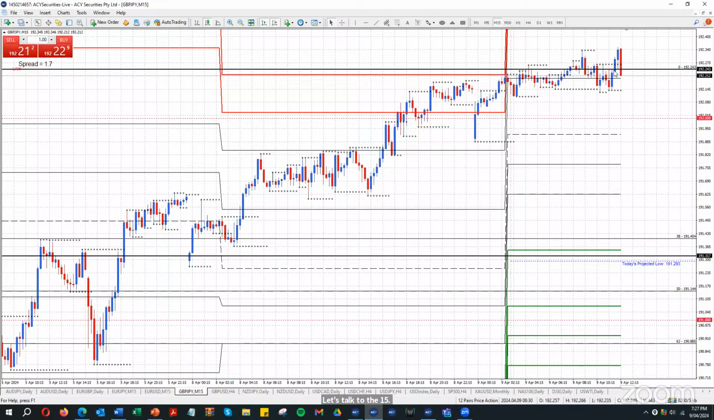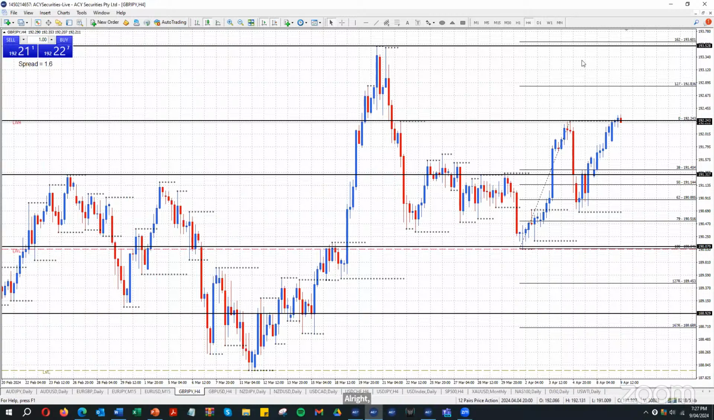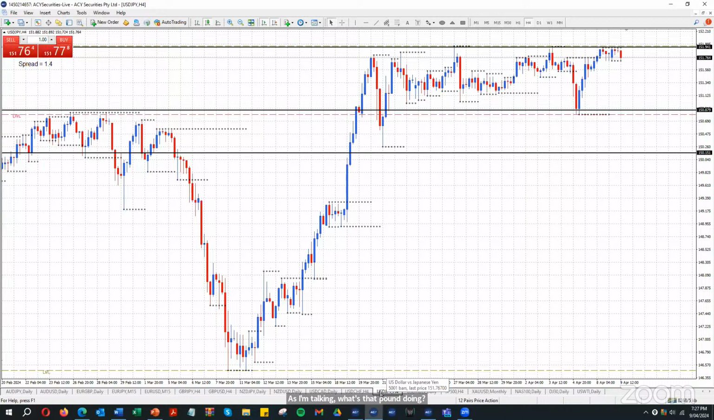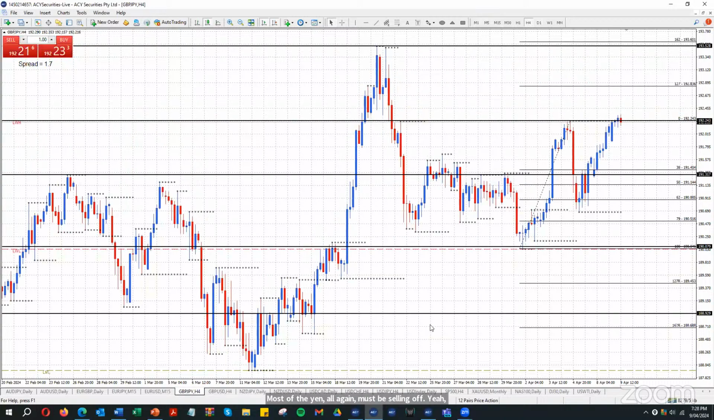All right, starting to move back below that 4-hour top. It's not a great area to get long. As I'm talking, what's that pound doing? Must be the yen. Dollar yen must be selling off. Yeah, dollar yen selling off. All right, so we're seeing a bit of yen strength at the moment.